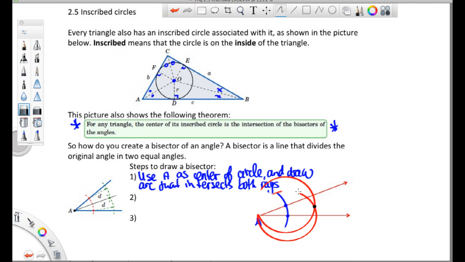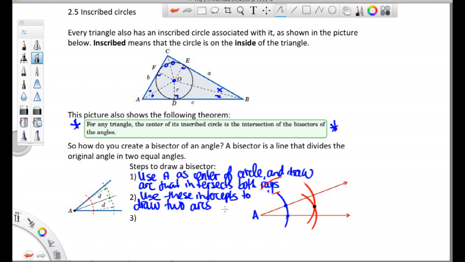Can't erase too much there, so you would need to draw the whole thing. On this side I can do a little better job. So you would just make sure that you draw two arcs that clearly intersect. Alright, so what did we do? We used these intercepts, this one and this one, to draw two arcs that also intersect.